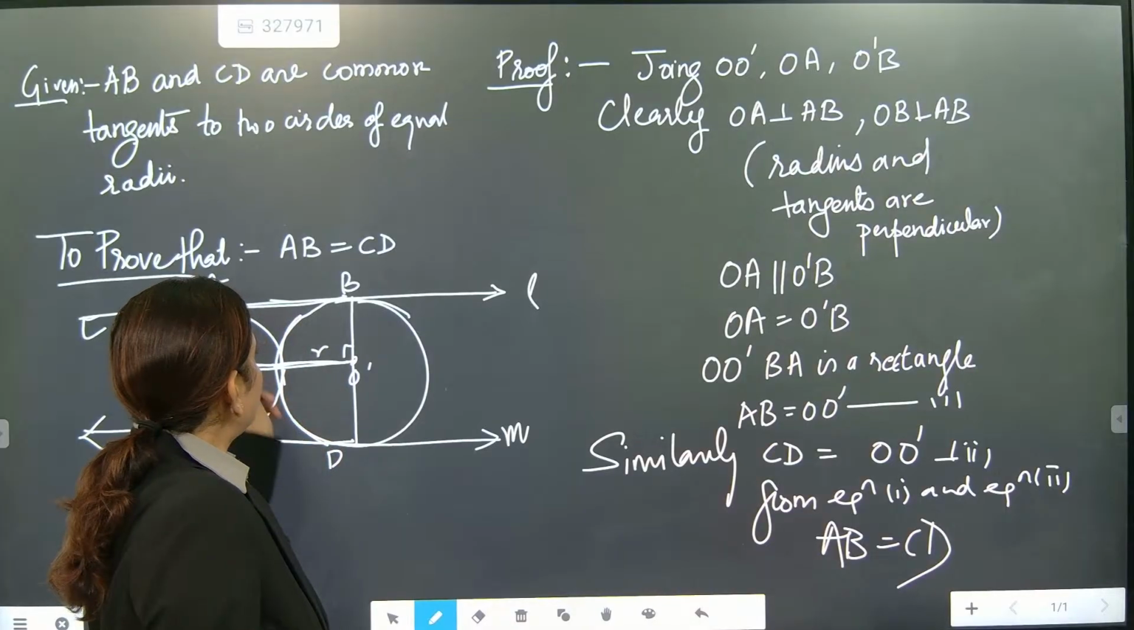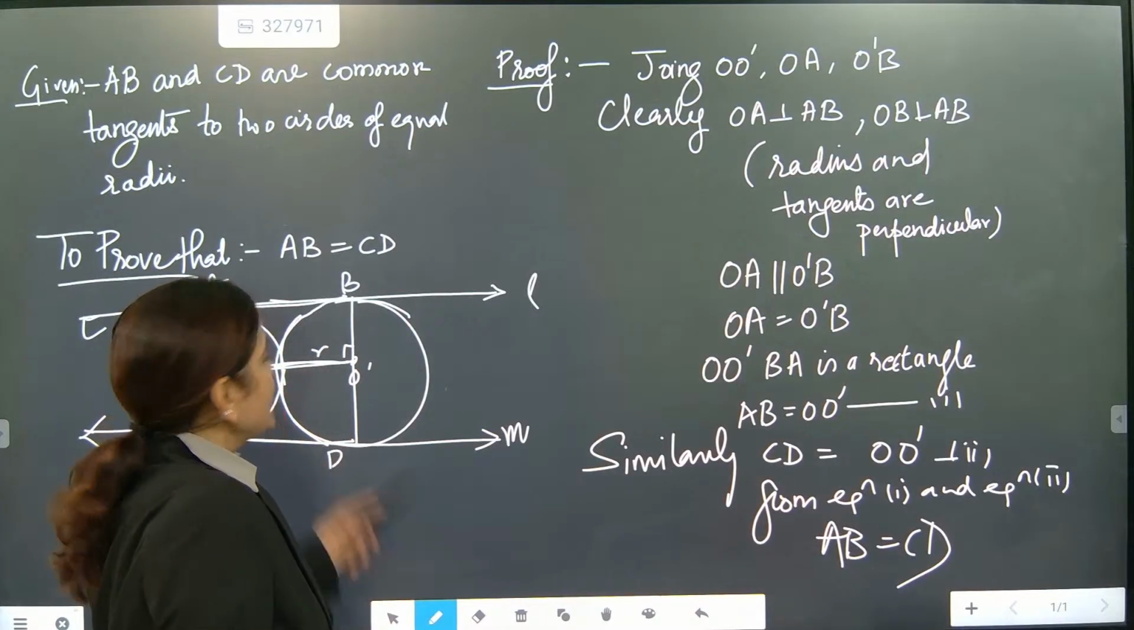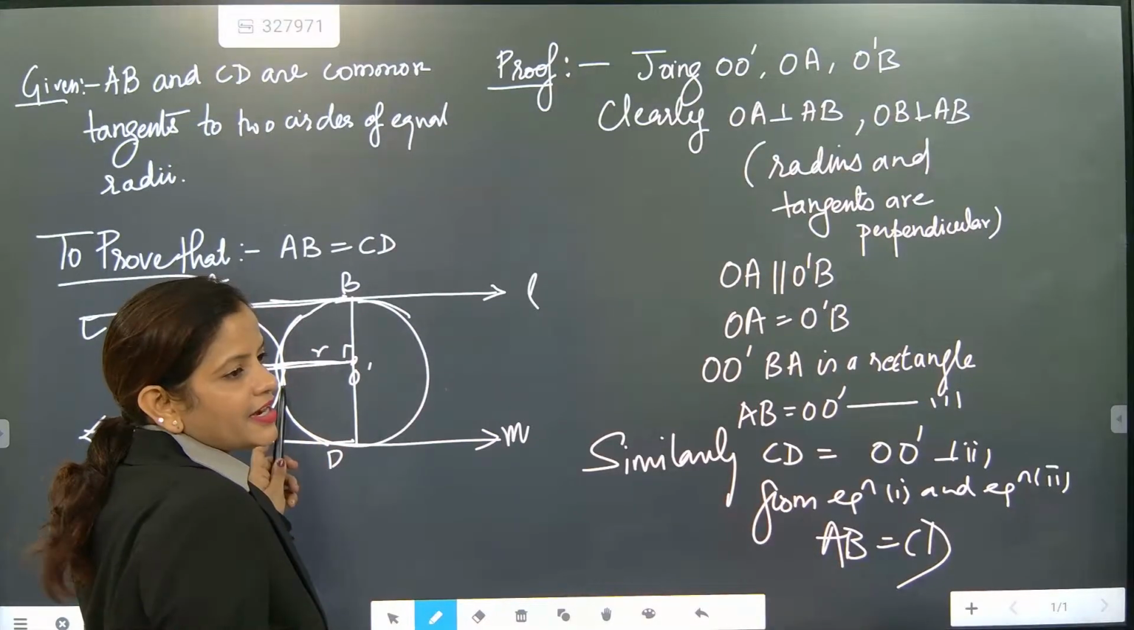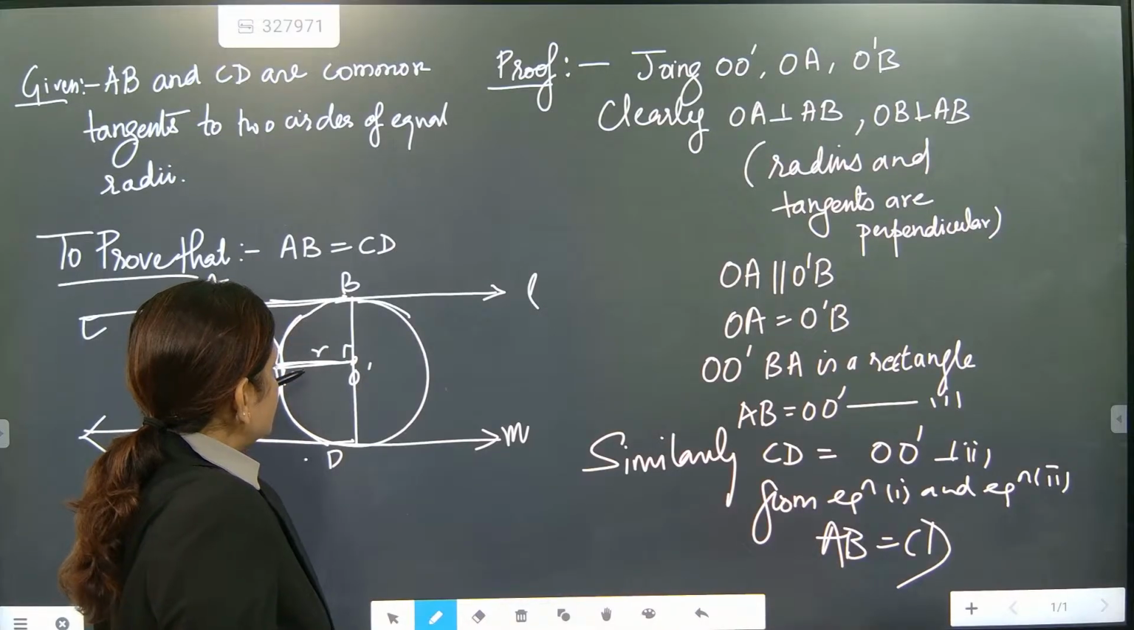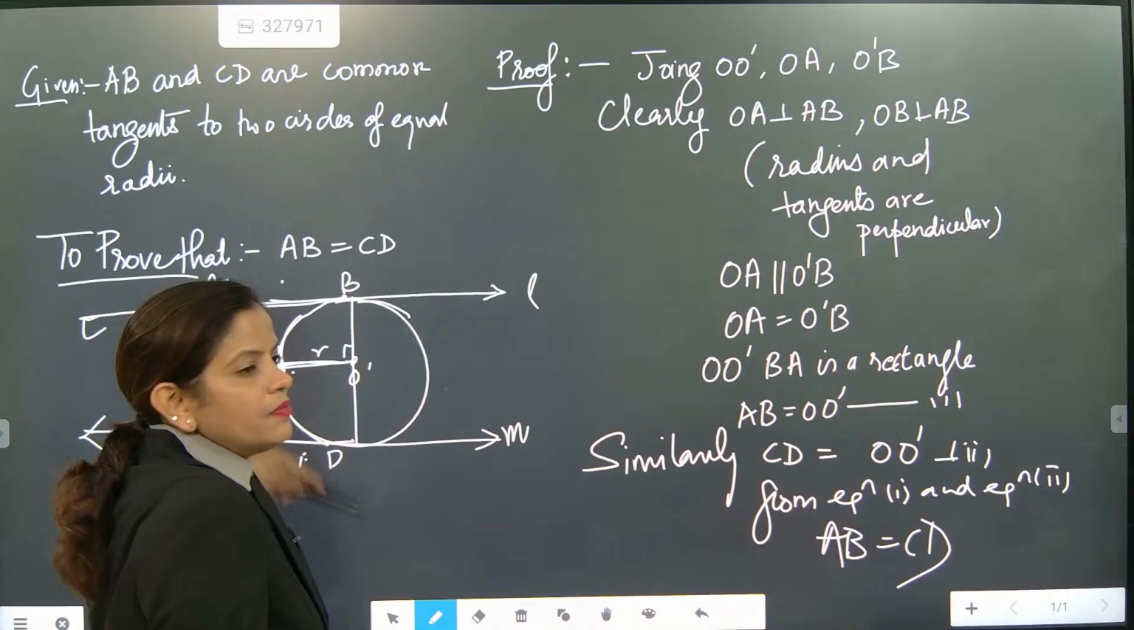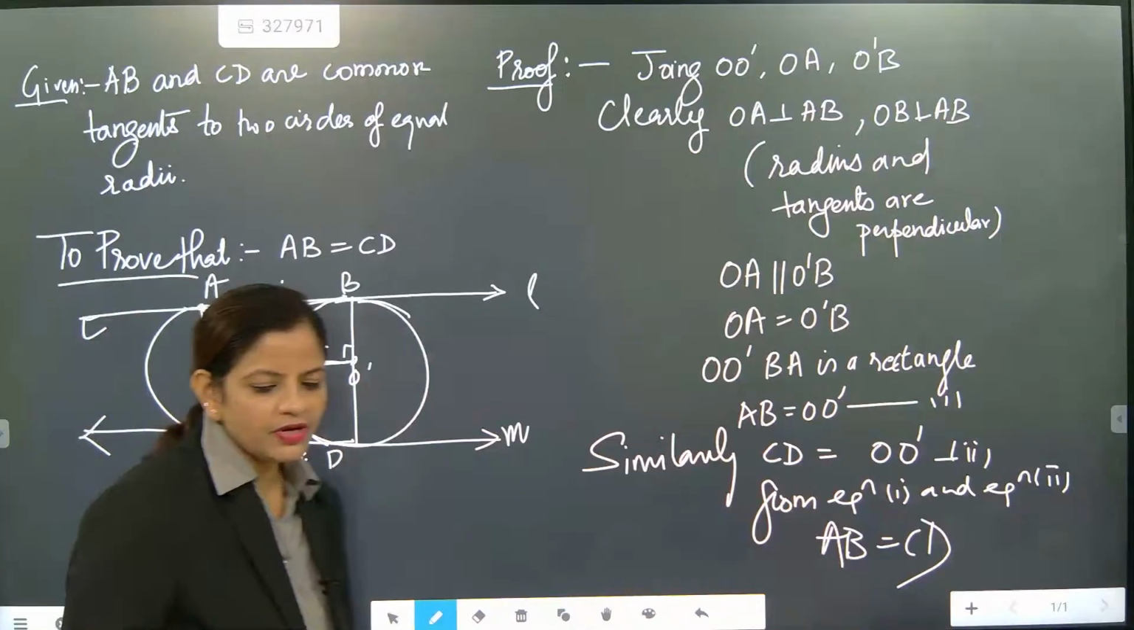If this is a rectangle, this side will be equal to this side. Similarly, this will also be a rectangle. So this side will be equal to that side. So this equals this and this equals this. So directly these two parts will become equal. If you write the statement, you will be able to understand.